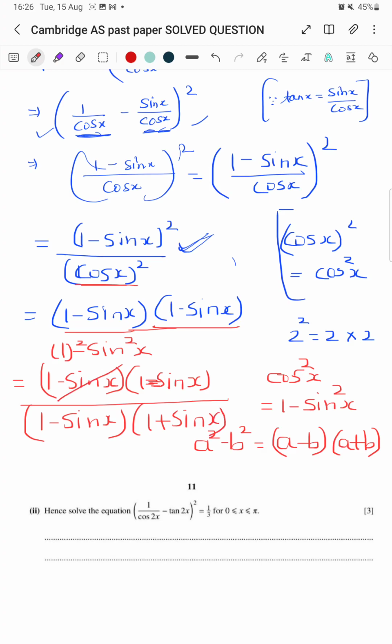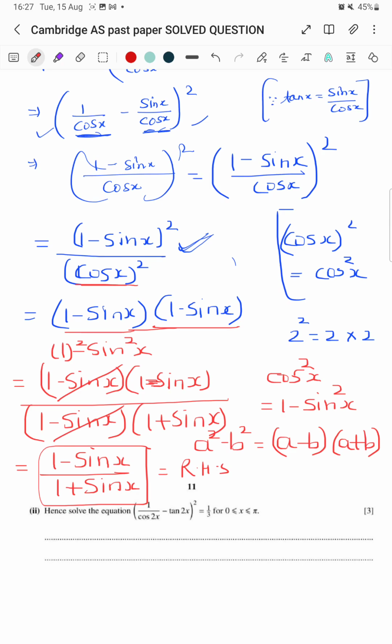So we see that the factor 1 minus sin x is common in the numerator and denominator, so that will be cancelled out. What we are left with is 1 minus sin x divided by 1 plus sin x. This is the first part we have to prove. This is equal to the right hand side. Therefore we proved the left side is equal to the right side.